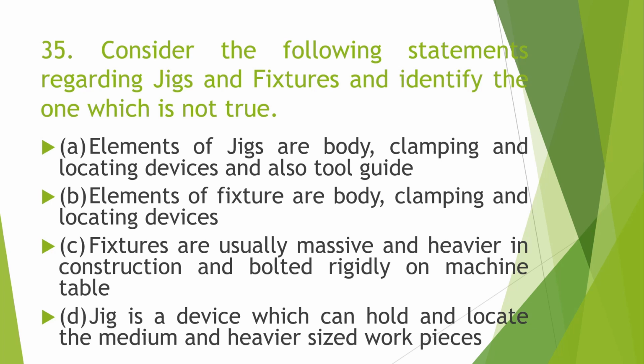Consider the following statements regarding jigs and fixtures and identify the one which is not true. Elements of jigs are body, clamping and locating devices and also tool guide. It is correct. Elements of fixtures are body, clamping and locating devices. It is correct. Fixtures are usually massive and heavier in construction and bolted rigidly on the machine table. It's also correct. Now, a jig is a device which can hold and locate medium and heavier size workpieces. It is not correct. So the answer will be D.